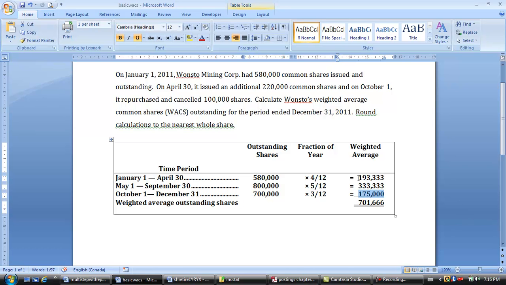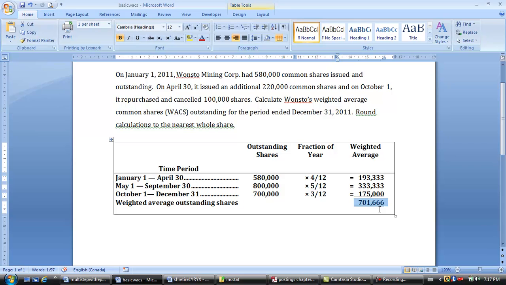So therefore, if we add up all the weighted average amounts that we've calculated over the 12-month period, then our weighted average common shares outstanding is going to be 701,666 shares. And it's this amount that we would use in order to calculate our earnings per share.